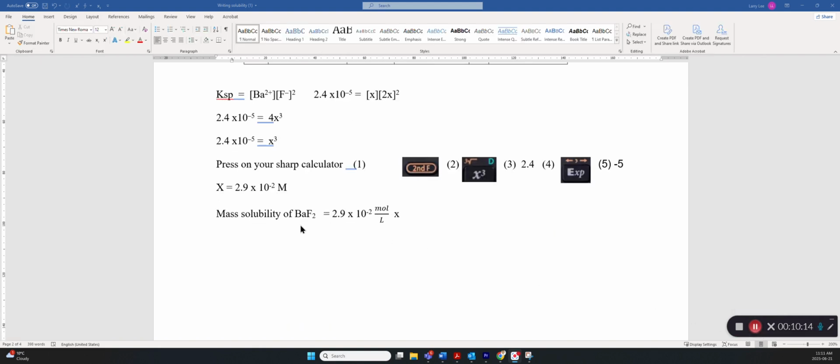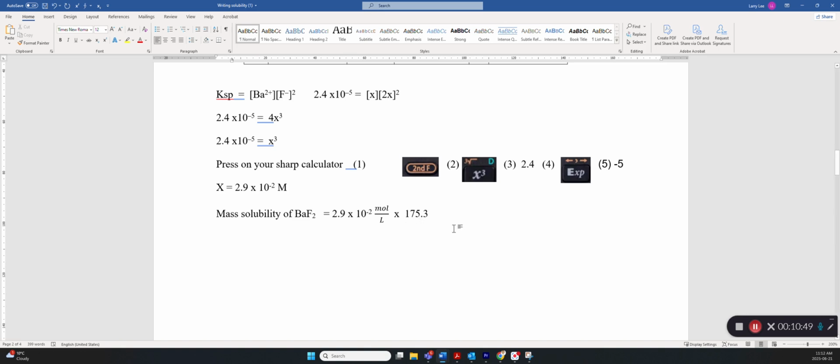Now, all you need to do is go to the periodic table and find the molar mass, or the atomic mass, of barium. Barium is 137. It would be in group 2. So 137 for barium. The fluorine would be in group 17, or column 17, and it's 19. So we're going to take 137.3 plus 19 times 2. This will give us a molar mass of 175.3.